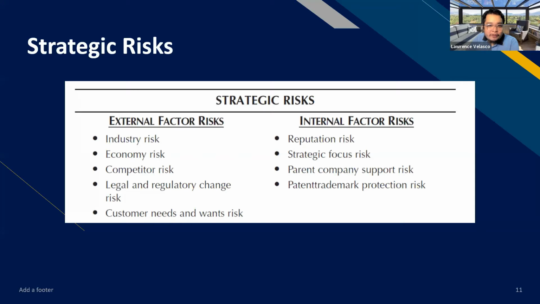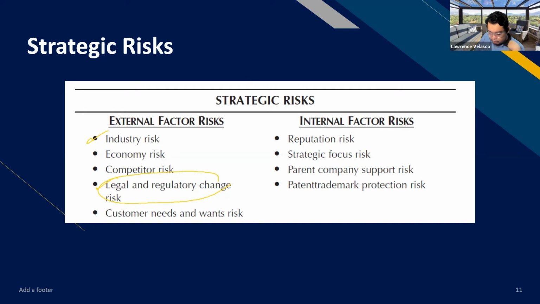Strategic risk. What are some examples of strategic risk? Industry risk, economy risk. So industry risk is, for example, changes in the makeup of the industry. For example, if a big player breaks up into pieces, the industry makeup changes. So that could be an external factor risk. Economy, competitor, legal, and regulatory risk is also part of external factor. If there are changes in rules and certain laws change which affect your business in a negative way, then that could be a risk that you could check.